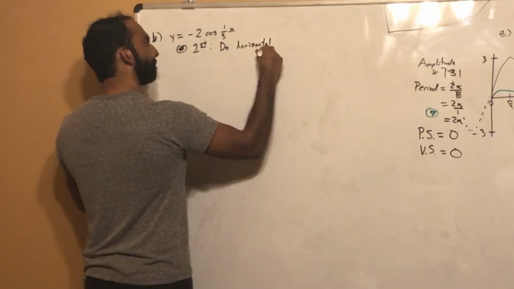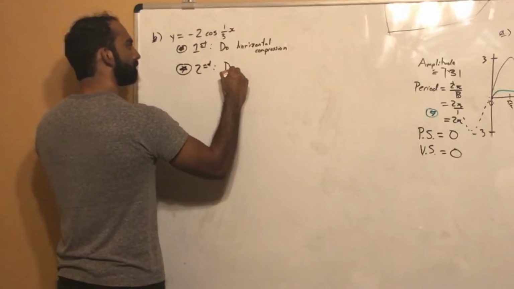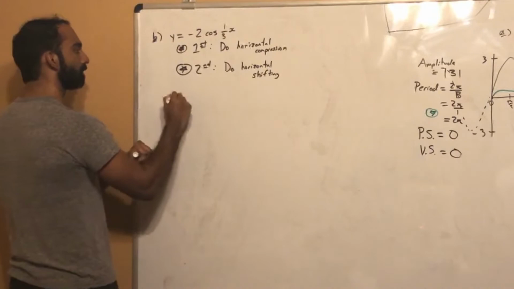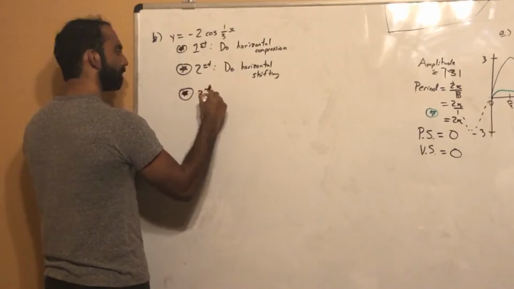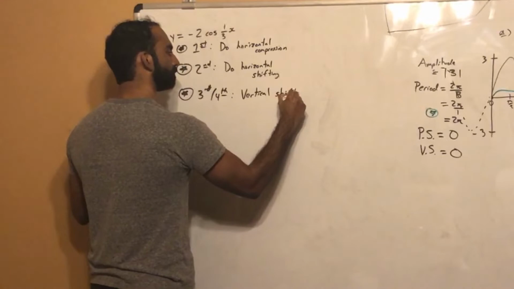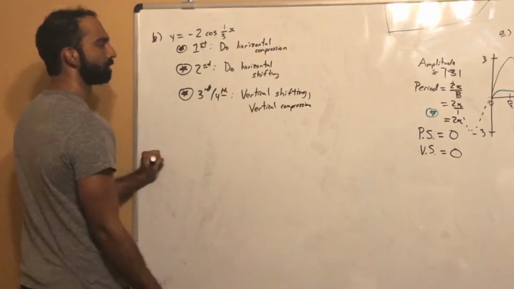Now this problem doesn't really deal with it, but after you do horizontal compression, I want you to do horizontal shifting. And then lastly, third or fourth, this one doesn't really matter too much as far as the order goes, do your vertical shifting and compression. So what's the difference between horizontal compression and vertical compression?